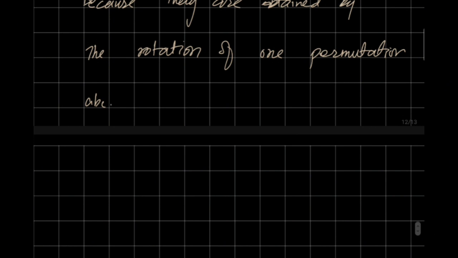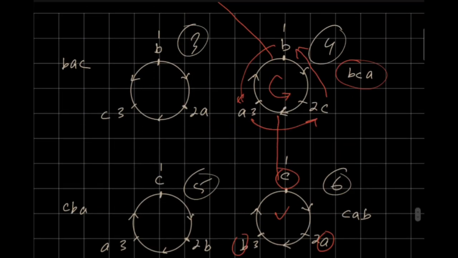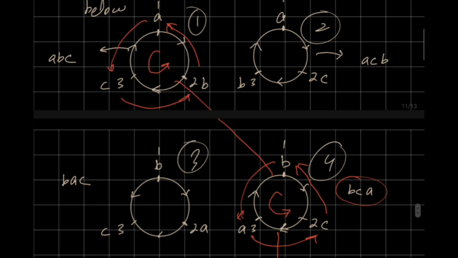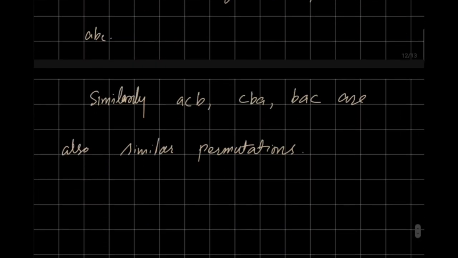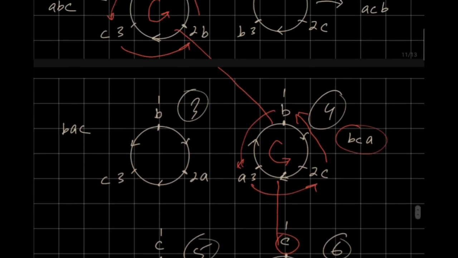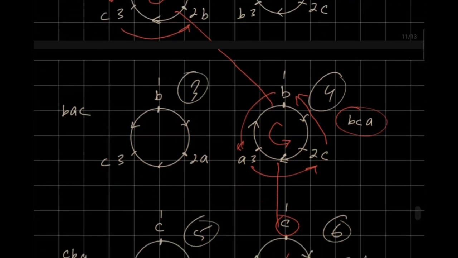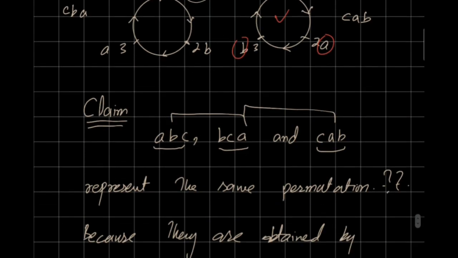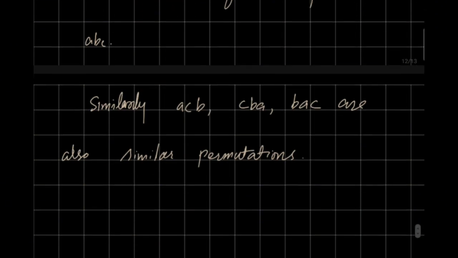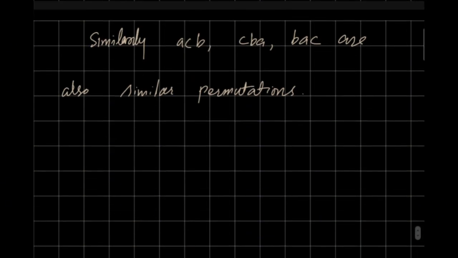Okay. Similarly, we can say that the remaining three permutations are also the same. So how many total permutations are there? Only two. The one is this class, which are connected to the red line, and the remaining, which are not connected to each other, are also representing the second class. So we have only two cyclic permutations, two permutations for three people.